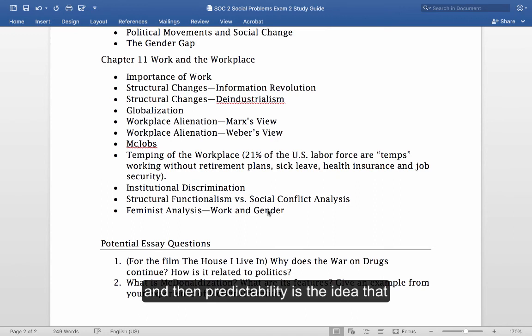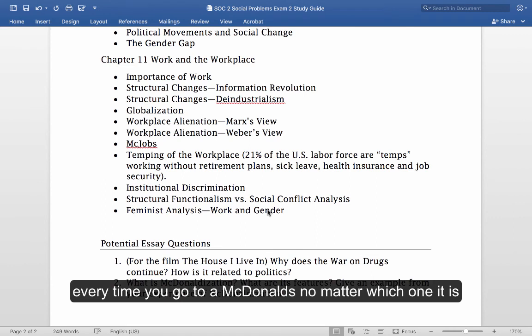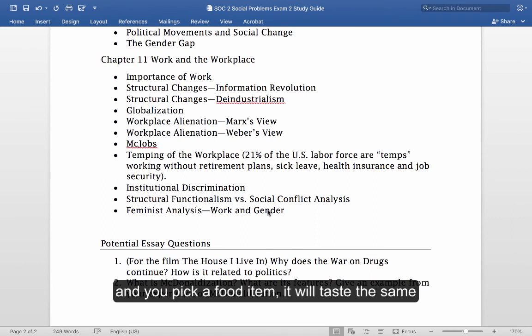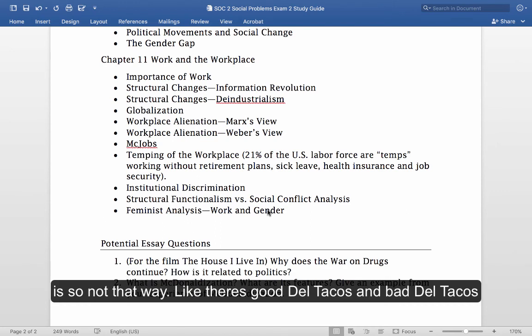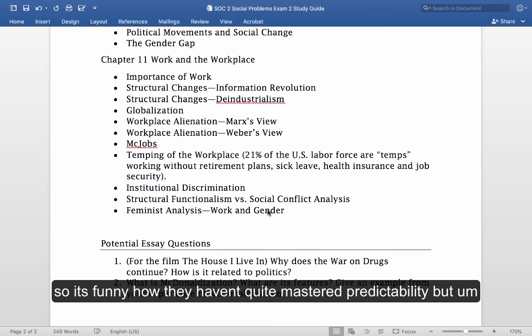And then predictability is the idea that every time you go to a McDonald's, no matter which one it is, and you pick a food item, it'll taste the same. It'll be the same at every place, which is kind of funny. I always make a joke about that because Del Taco is so not that way. Like there's good Del Tacos and bad Del Tacos. So it's funny how they haven't quite mastered predictability.